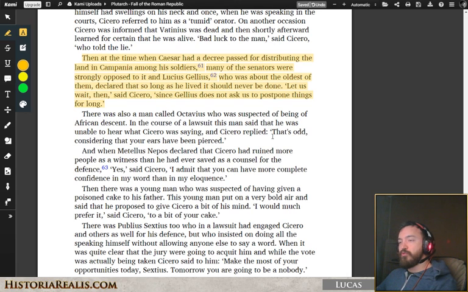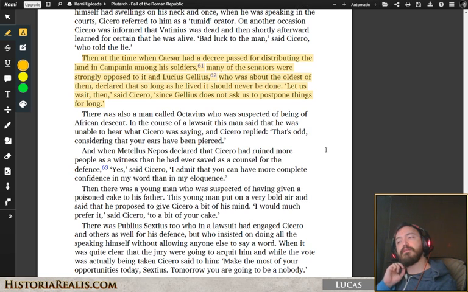There was also a man called Octavius who was suspected of being of African descent. In the course of a lawsuit, this man said that he was unable to hear what Cicero was saying, and Cicero replied, "That's odd, considering that your ears have been pierced."